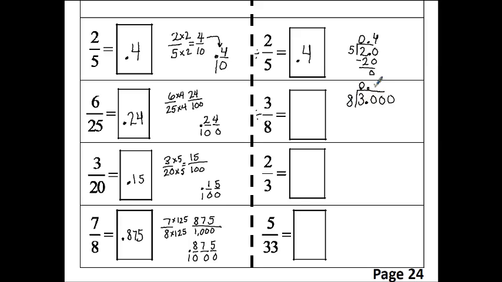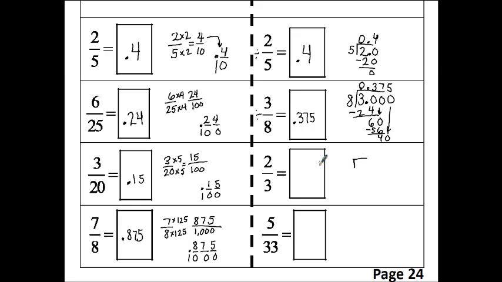8 goes into 3 0 times, 8 goes into 30 3 times. 3 times 8 is 24, with 6 left over. And we bring down the 0. And 8 goes into 60 7 times. 7 times 8 is 56, with 4 left over. And bring down the 0. 8 goes into 40 5 times, with 0 left over. So our final answer is 375 thousandths, or 0.375.